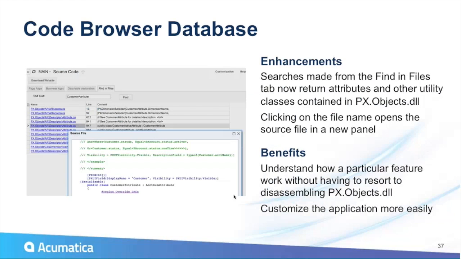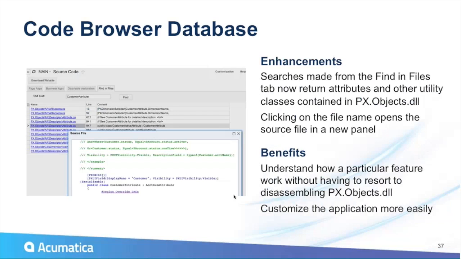Last area I would like to discuss is customization. We made an enhancement to the code browser database. So this is a feature that allows you to search and look into the Acumatica business logic source code. So today, the system will only list you information for the main data access classes and business logic containers. But now we've enhanced it to also search through every single attribute, basically everything inside PX.Objects.DLL can now be searched.